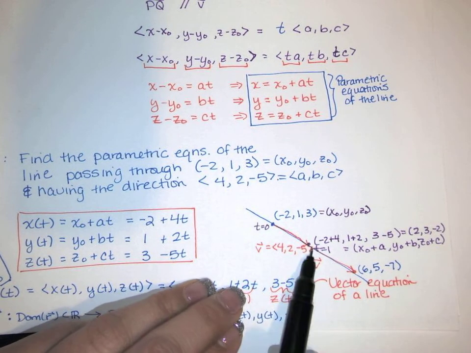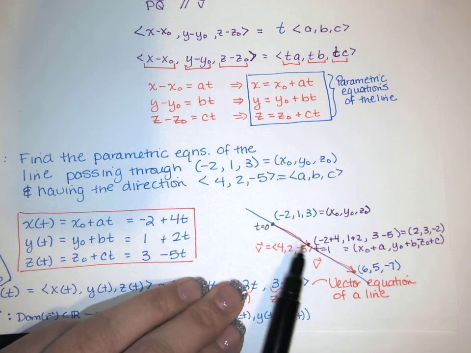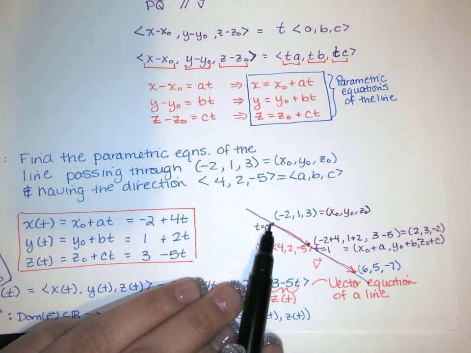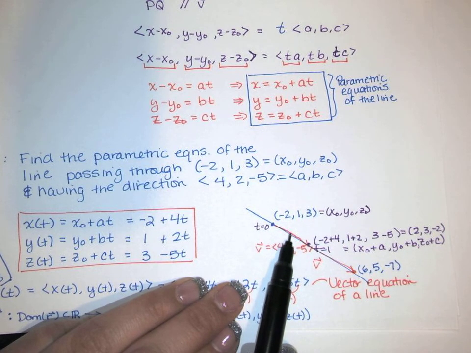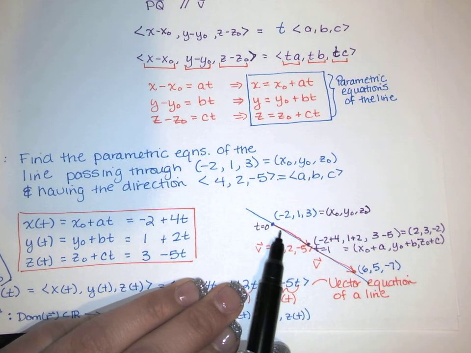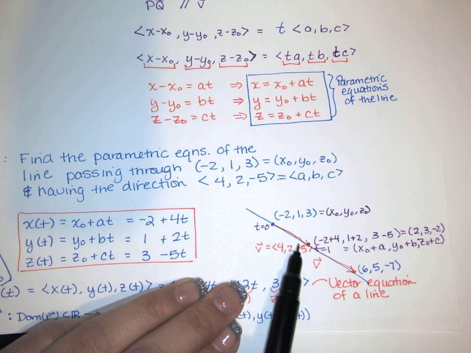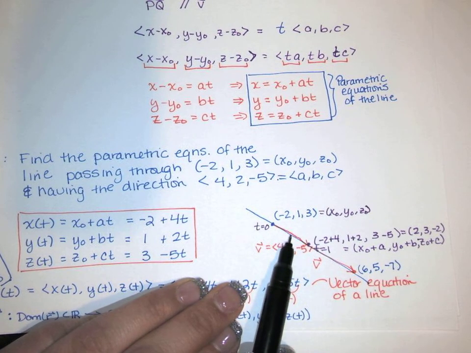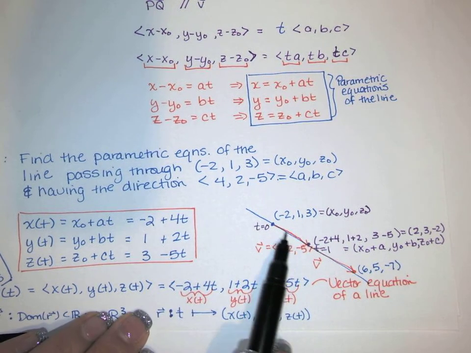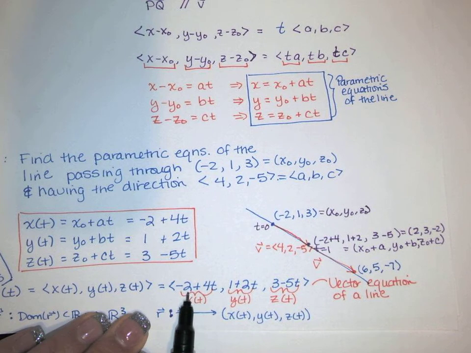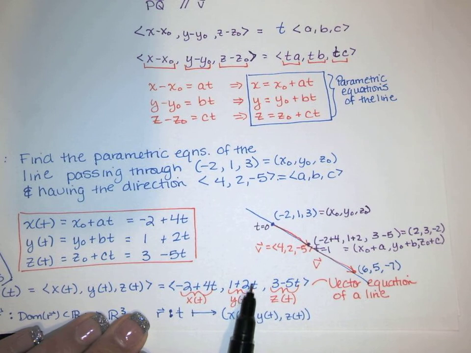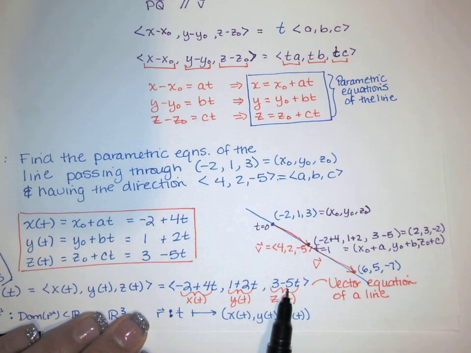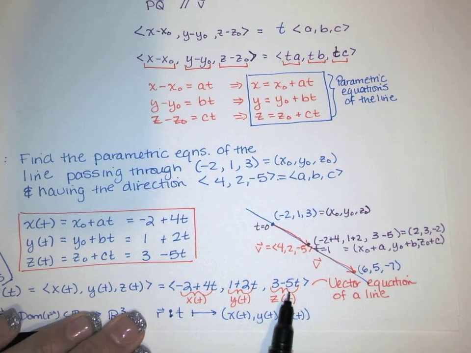And of course, we don't have to go in integer steps. What if we wanted to know where we were 1/2 a second later? Well, we wouldn't go all the way across v. We wouldn't cover the full length of v. We would just cover half of v. So in that case, t would be 1/2. And instead of going 4 units in the x direction, we'd go 2 units in the x direction. Instead of going 2 units in the y direction, we'd go 1 unit. Instead of going -5 units in the z direction, we'd go half of that, -5/2 or -2.5 units in the z direction.